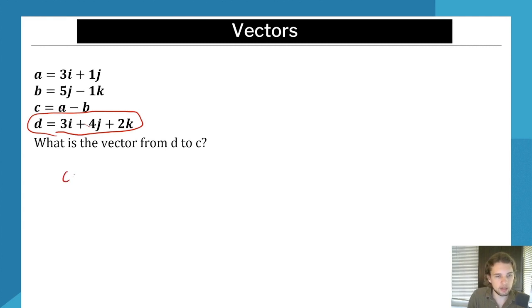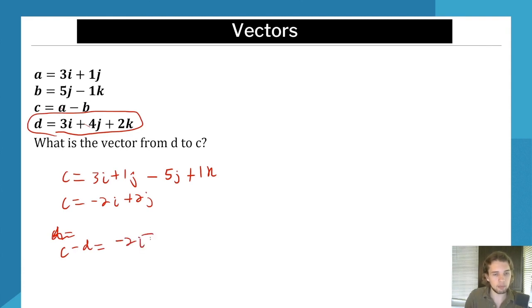So first we'll figure out what C is. So C is equal to A, 3i plus 1j, and that's minus B, so that's minus 5j minus 1k, or plus 1k, because we're flipping the sign. So C is equal to minus 2i plus 2j. So we want to get D to C, so that means we're doing C subtract D. So that equals minus 2i plus 2j, and then we subtract everything in D.